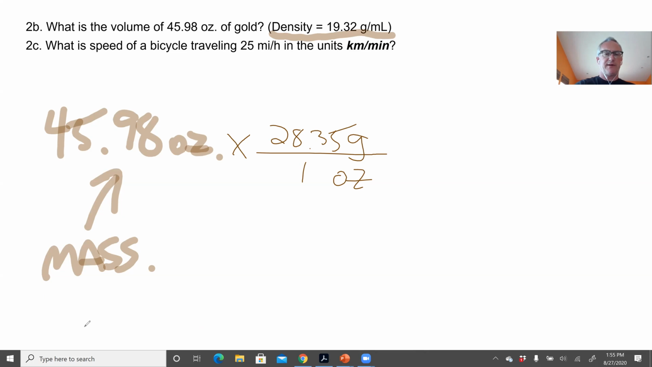Okay, so that gets rid of our ounces and we're left with grams. But we don't want grams, we want mils. So I need to multiply it again by something that will give us mils. So what am I going to put on the top and what am I going to put on the bottom?